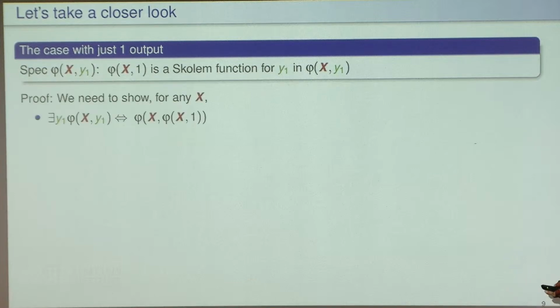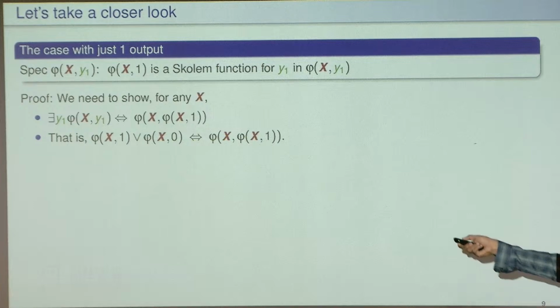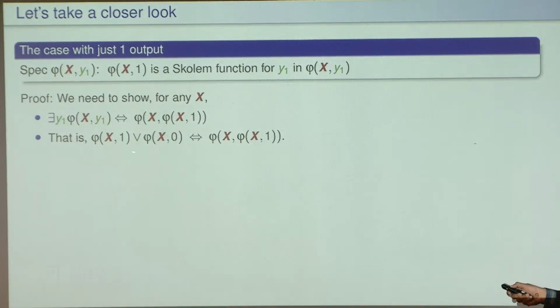Why is this? Well, I'll give you a one-line proof. Basically, a Skolem function means that you want to show that for any x, if there is a way to make it true, then plugging it in, we want to show that this function, when I plug it in, is exactly equivalent to this. But if you see, the left-hand side is nothing but phi of x, 1 or phi of x, 0. Then you can see this equivalence holds elementarily: if the left-hand side evaluates to 1, then either this or this must evaluate to 1. If this evaluates to 1, then plugging it here, phi of x, 1 gives 1. The whole thing evaluates to 1, the right-hand side.